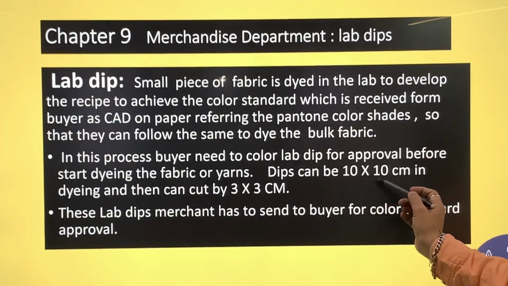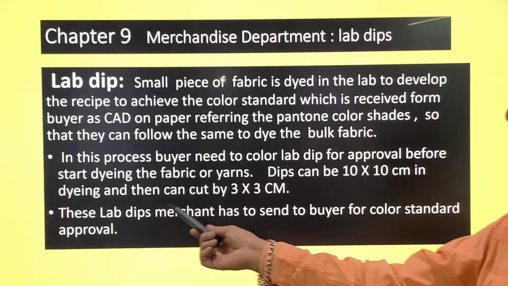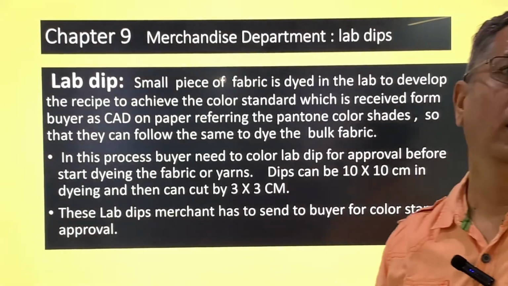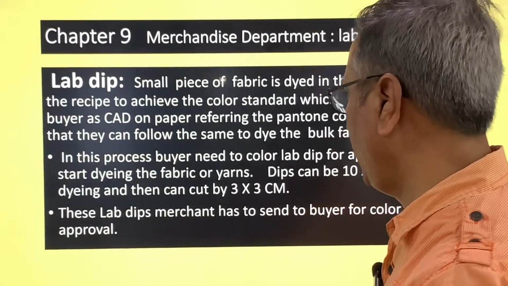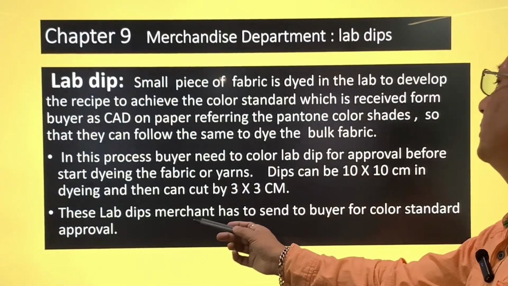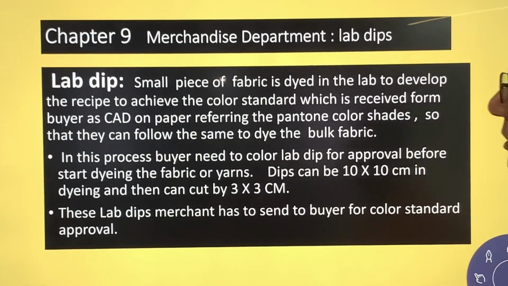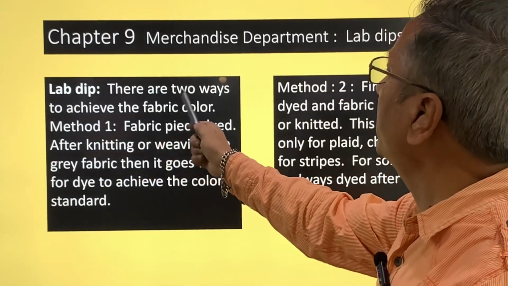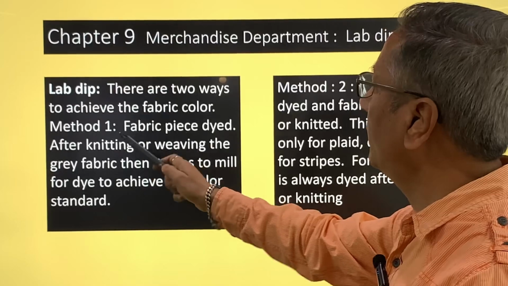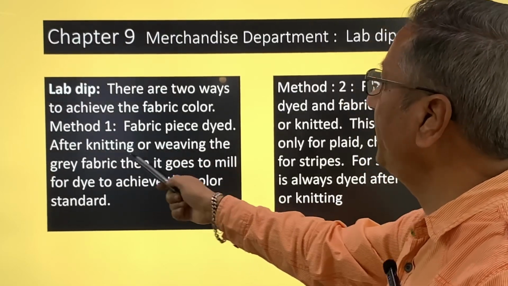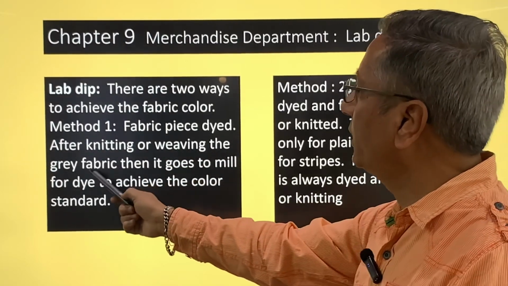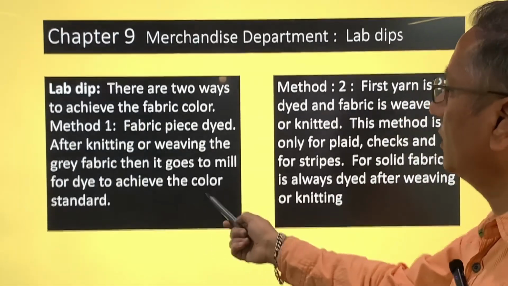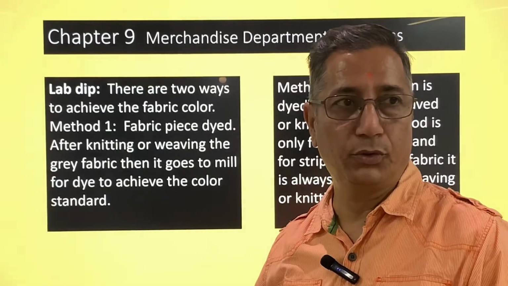The dip can be 10 by 10 centimeter dyeing and then cut by 3 by 3 centimeter for the buyer to take an approval. These lab dips the merchant has to send to the buyer for color standard approval. So for lab dip, there are two ways to achieve the fabric color. Method 1, fabric is piece dyed after knitting or weaving the gray fabric, then it goes to the mill for dyeing to achieve the color standard as I explained to you, right?